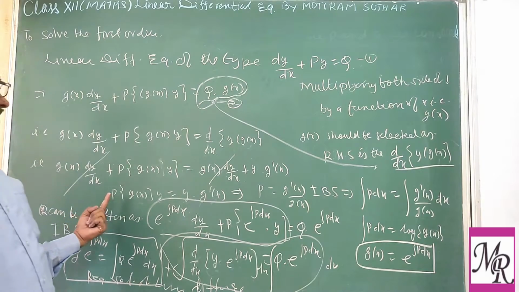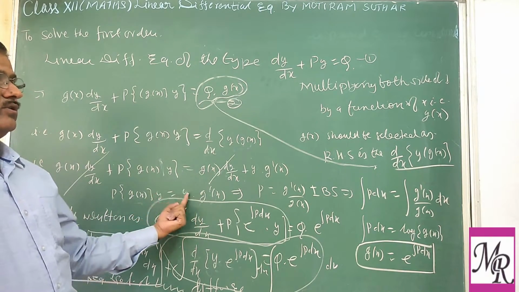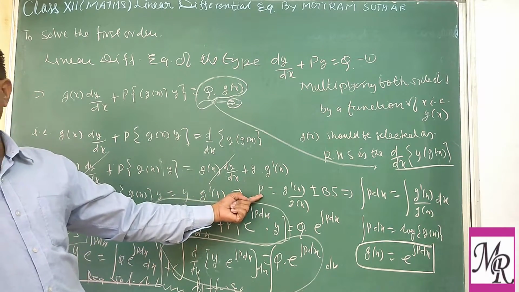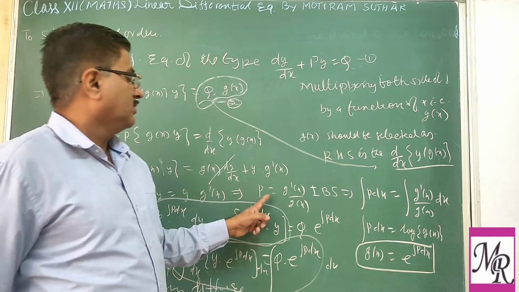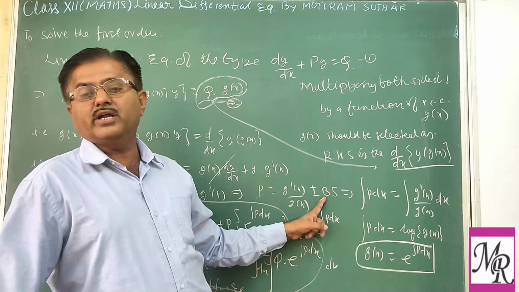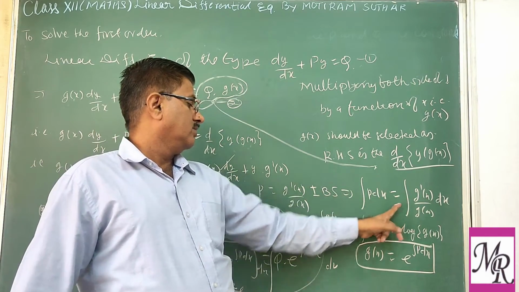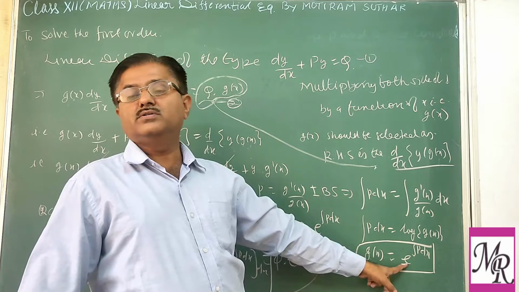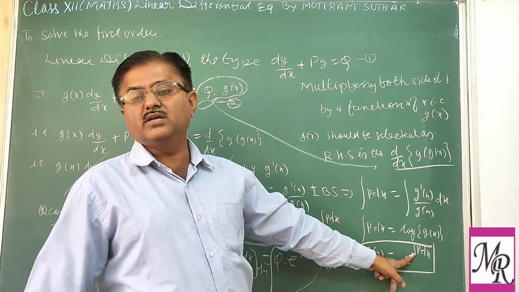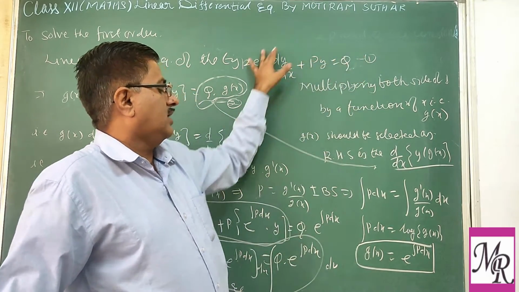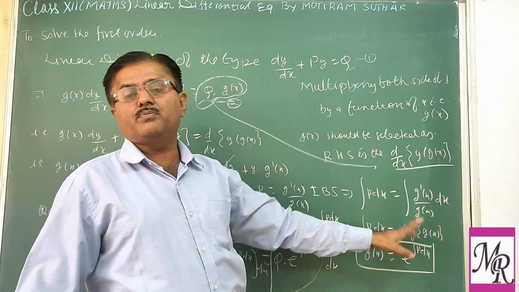After cancelling out, we get p g(x) y on one side, then you have to divide both sides by y. We get p equal to g dash x by g(x). So to get the value of g(x), we have to integrate on both sides. After integrating both sides, one may get the value of g(x). So this equation should be multiplied by what? e to the power integration of p dx.